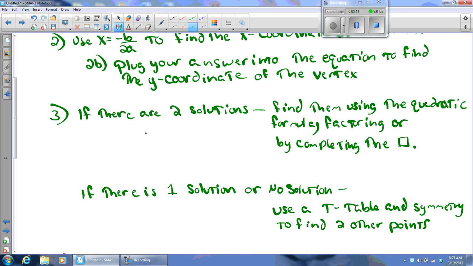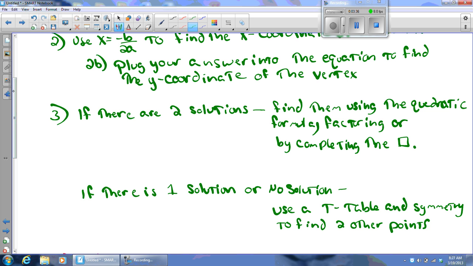If there's only one solution or no solution, I'm not going to use the quadratic formula. It would be silly. I already know my solution. It's the vertex. If there's no solution, it would be silly to use the quadratic formula because I'm going to get an imaginary number. I'm going to get a negative under the square root. So if there's one solution or no solution, I'm going to go right to a t-table.